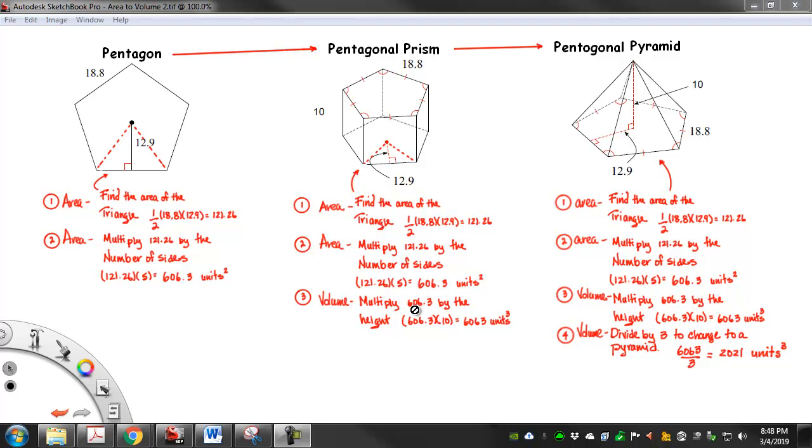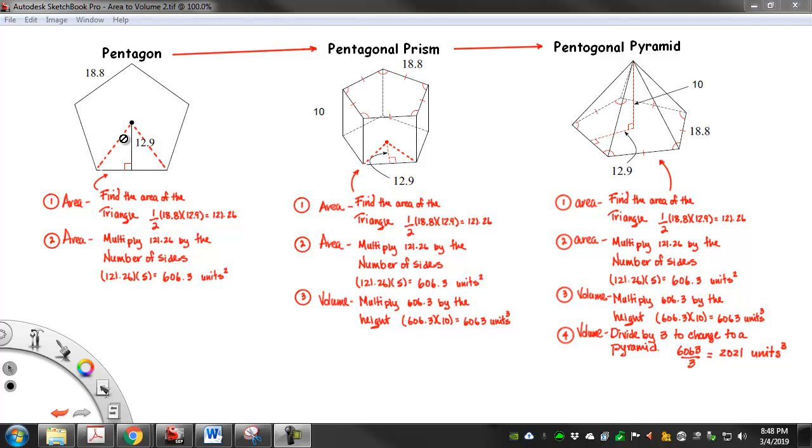And now I just multiply 606.3 by the height, which is 10. And that gives me 6,063 cubic units inside this pentagonal prism. And again, just like with the rectangle and triangular pyramid, to turn this prism into a pyramid, we simply take that last volume that we have for the prism and we simply divide it by 3.